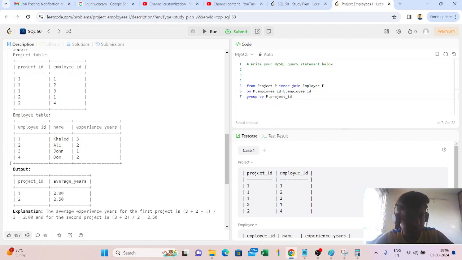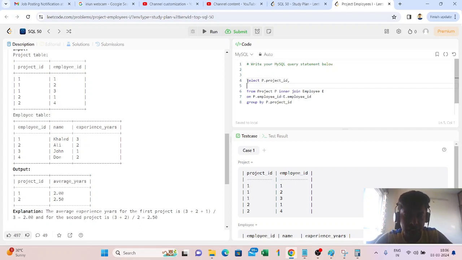Now what we have to select. The first column is project ID, so it is very simple: select P.project_id. Second, we have to do the sum of experience years of all the employees working in a particular project. Simple. Sum, because we have already done a GROUP BY here, so we have formed groups inside the table.